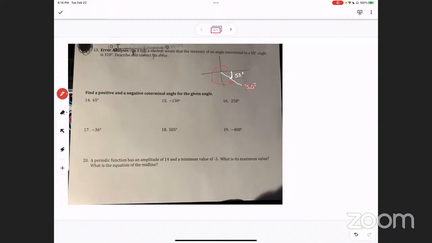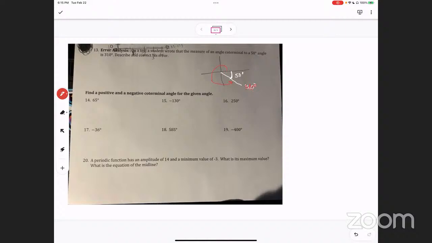Yeah. So say that however you want. Describe that however you want. And what is the correction to the error? What should the answer be? Could you add 50 to 360? Yeah, exactly. So I would describe what they did is they subtracted 50 from 360. They should have added it. Yeah. The correct answer is 410. Okay.